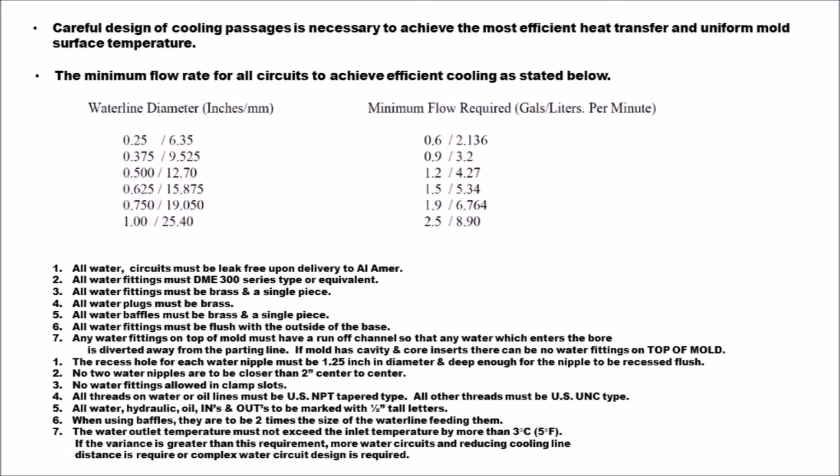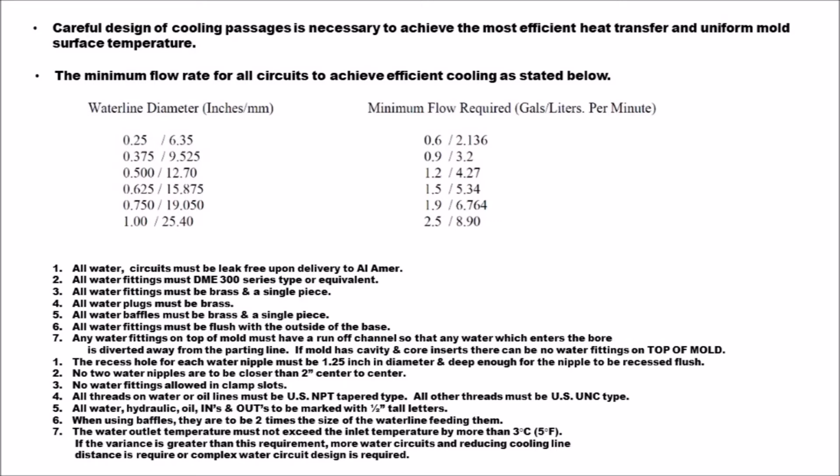All water, hydraulic, oil, ins and outs to be marked with 1/2 inch tall letters. When using baffles, they are to be 2 times the size of the water line feeding them. The water outlet temperature must not exceed the inlet temperature by more than 3 degrees Celsius, 5 degrees Fahrenheit. If the variance is greater than this requirement, more water circuits and reducing cooling line distance is required or complex water circuit design is required. This is our criteria for the cooling line dimensions.